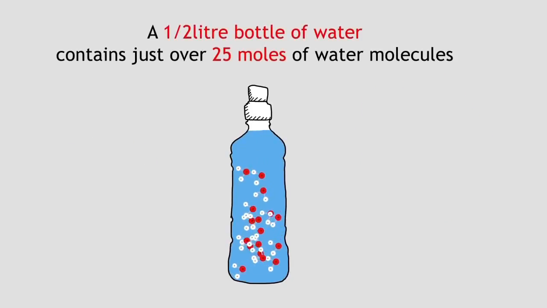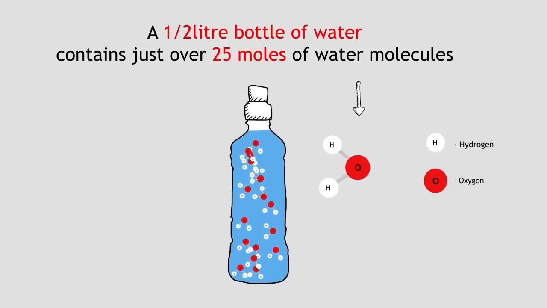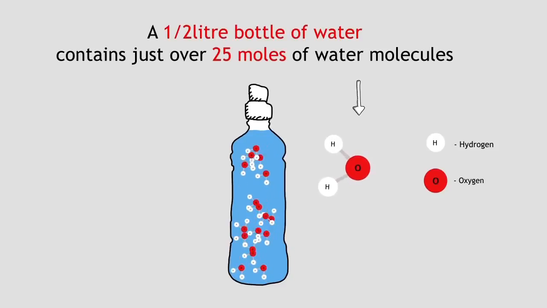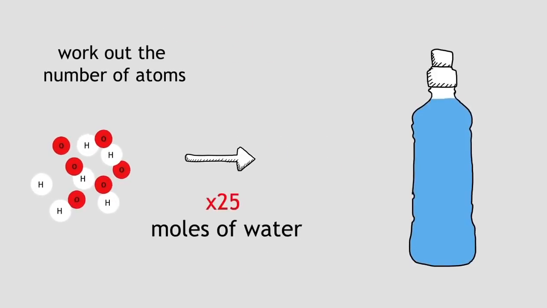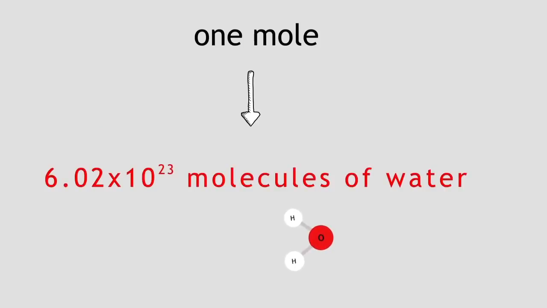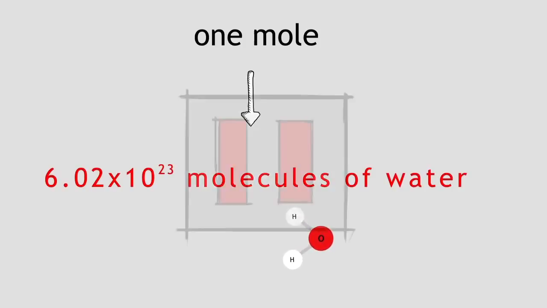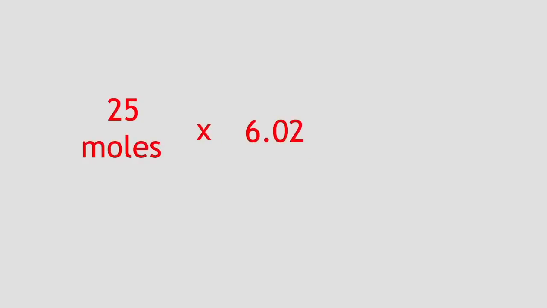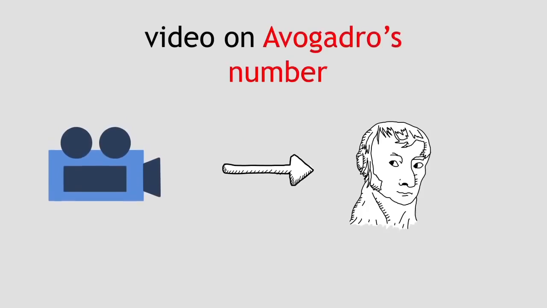In a half-litre bottle of water, there will be just over 25 moles of water molecules. Pause this video now and use a calculator to try and work out the number of atoms in 25 moles of water. Remember, 1 mole contains 6.02 times 10 to the 23 molecules of water. Hopefully, you got the answer of 1.505 times 10 to the 25. It is 25 moles multiplied by 6.02 times 10 to the 23. You can learn more about this in our video on Avogadro's number.